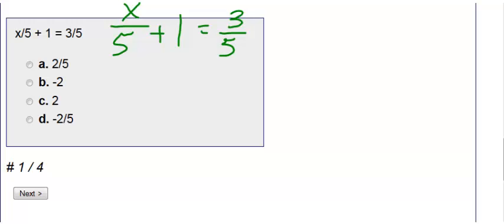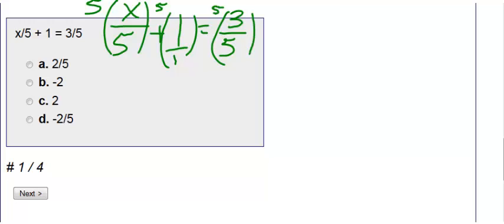So what I need to do is look at my denominators. I have 5 and a 1. So if you find a common denominator between those, it would be 5. So what I'm going to do is multiply everything by 5. That is what's going to get rid of this fraction. Here I have 5x divided by 5, which is just going to give me an x.